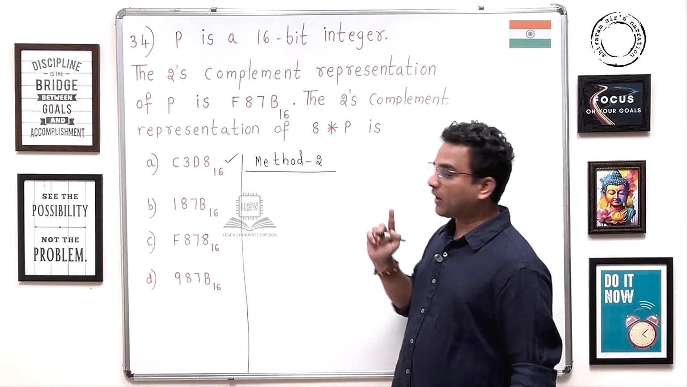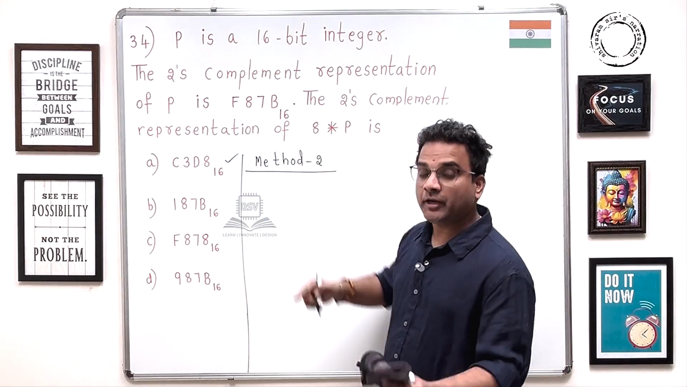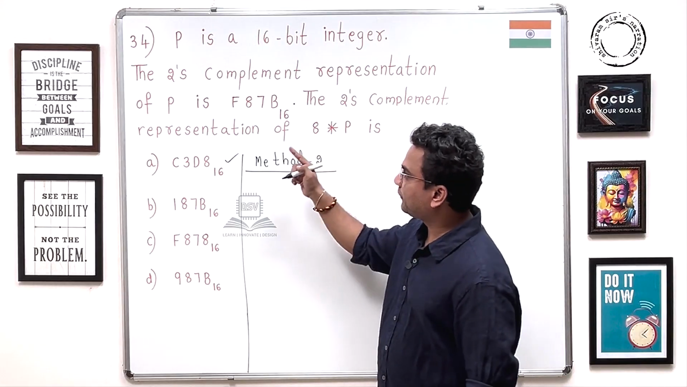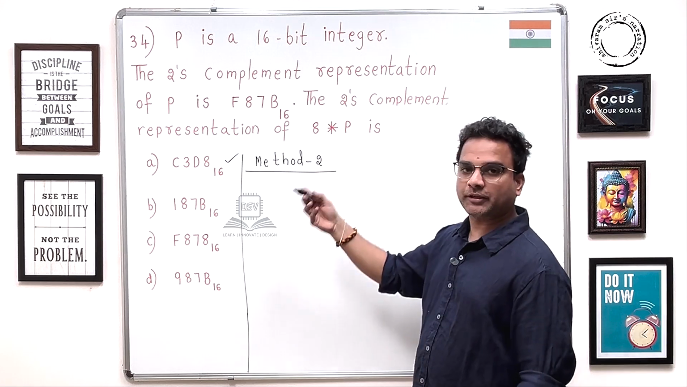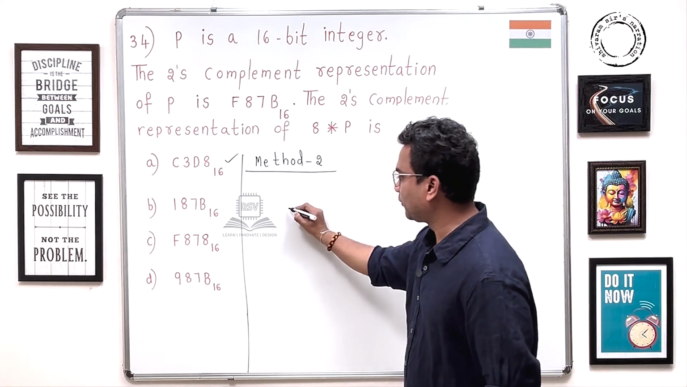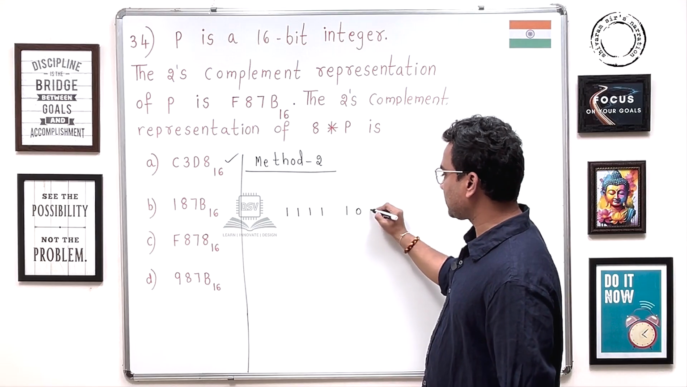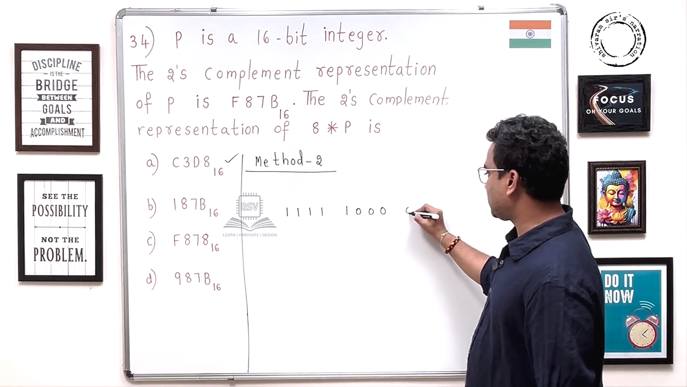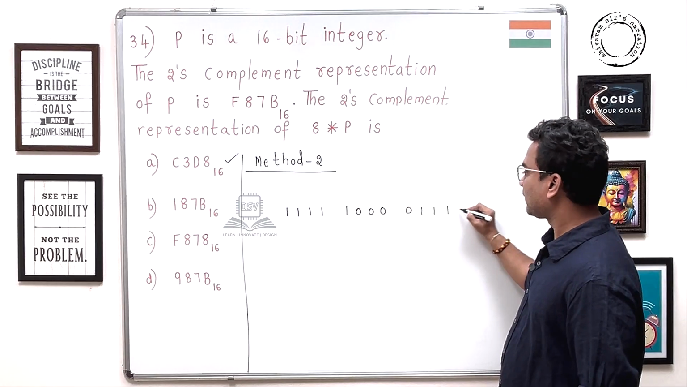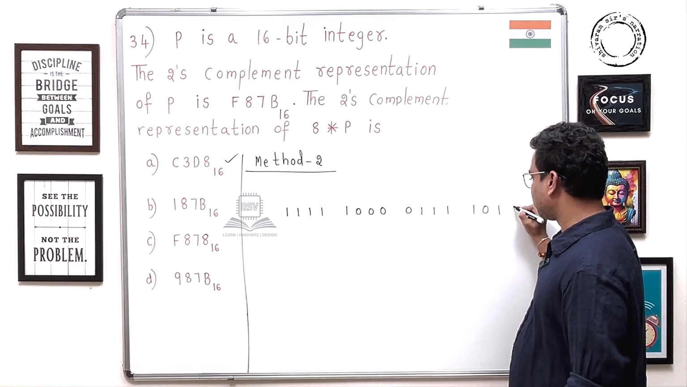Guys, here what is the P in 2's complement form? F87B. Let's convert into binary. Therefore it is 1111 1000 0111 1011.